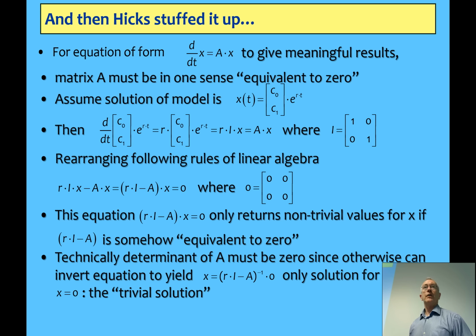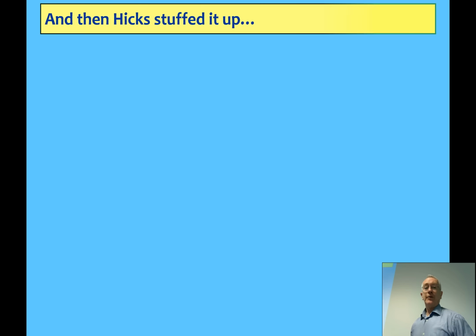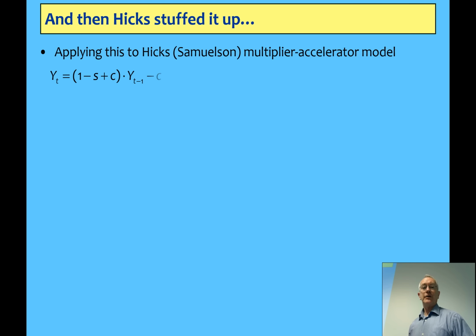That's saying you're asking a question which is saying, what can solve this? So the only way you can solve this is to make sure inputs are 0. It's not a model. And that is exactly Hicks's model, unfortunately. So let's apply it. So you start off in this expression.